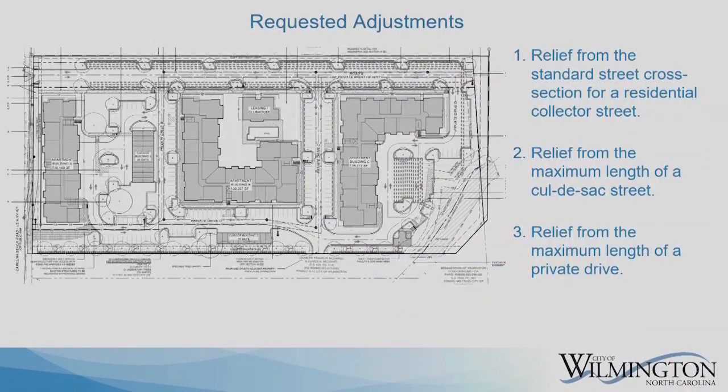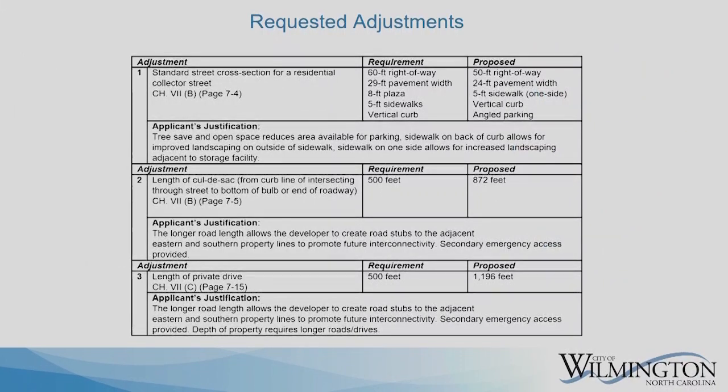The technical standards include a standard street cross-section for residential collector streets. The applicant proposes a non-standard cross-section, and a waiver is required. The standards stipulate a maximum length of a cul-de-sac street be no more than 500 feet. The applicant proposes a cul-de-sac street that exceeds this maximum length by approximately 1,032 feet, and a waiver is required. And then finally, the standards stipulate the maximum length of a private drive be no more than 500 feet, and the applicant proposes a private drive in excess of 500 feet, and a waiver is required. I do have the table that's included in your staff report for reference if you have questions about the specifics of those requests. I'm happy to answer any questions you have, and the applicant is prepared to make a presentation as well.